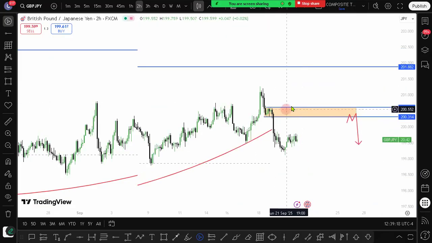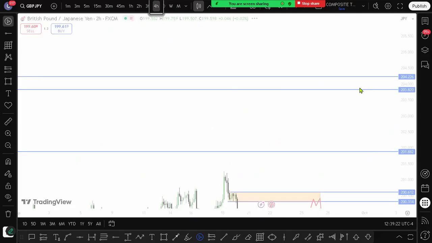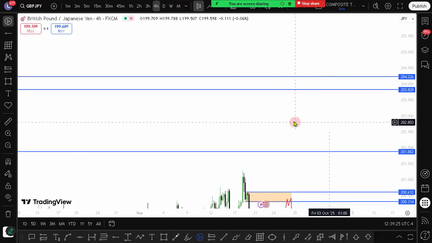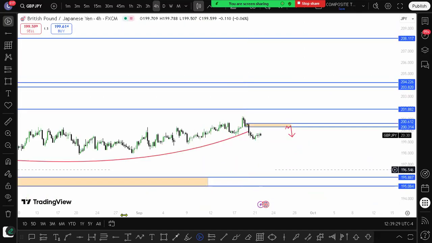If you get taken out, then you have to go all the way up here and deal with the proper areas of interest that you are allowed to trade with proper risk management. So everything's about risk management, and let's see what the price will do.